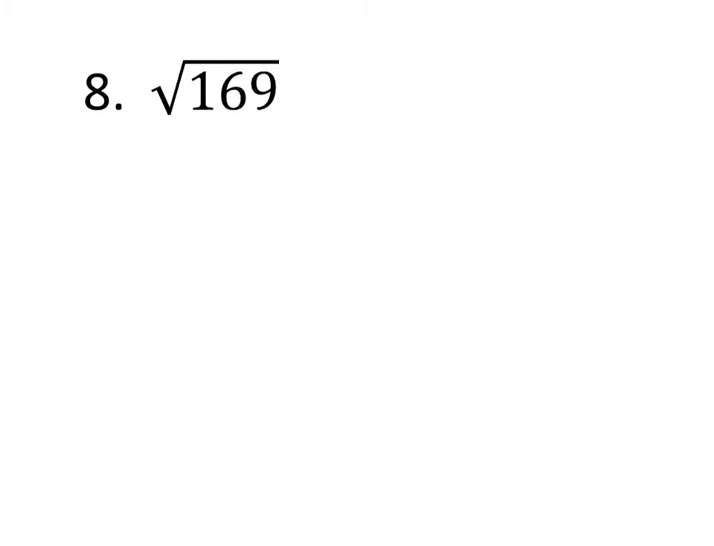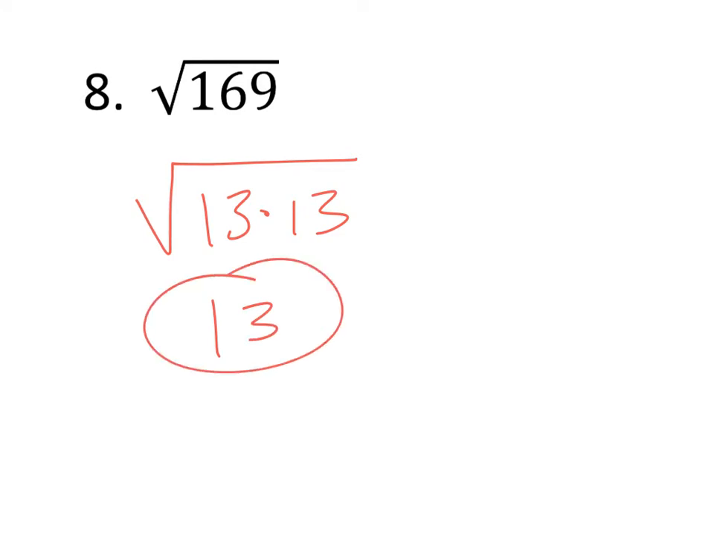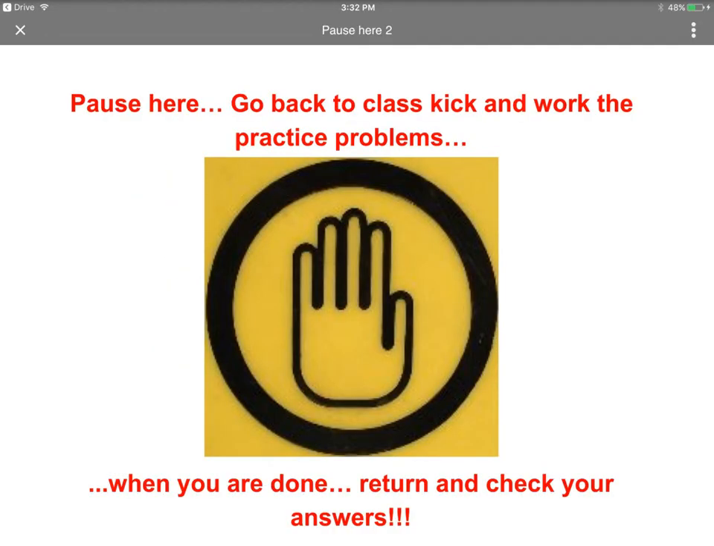So here we have the square root of 169. You can cheat. You can look at your sheet if you want to, but it's asking you. So if you remember, square root means what number times itself equals 169. So what you hopefully know is that that's a perfect square. 13 times 13. So the square root of that is definitely the number 13. Go ahead and pause. Head back into class kick for another one from me.